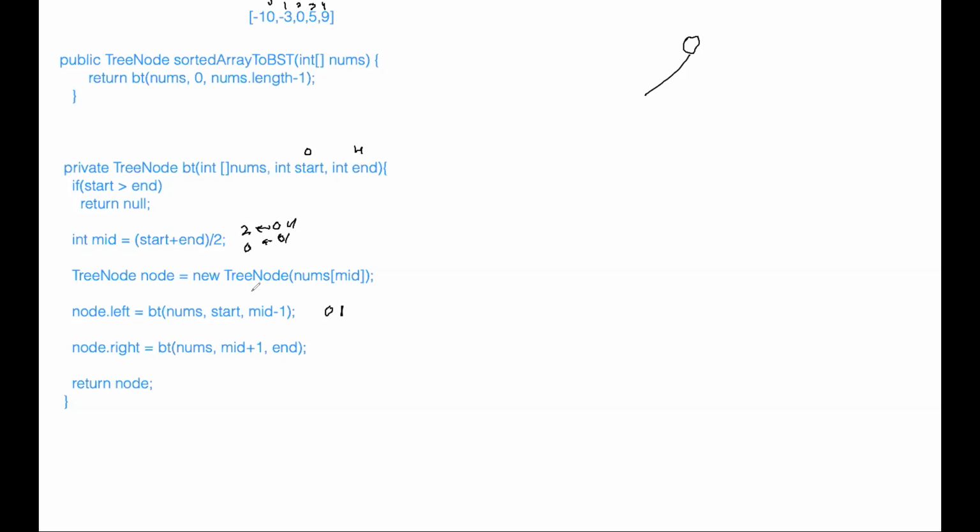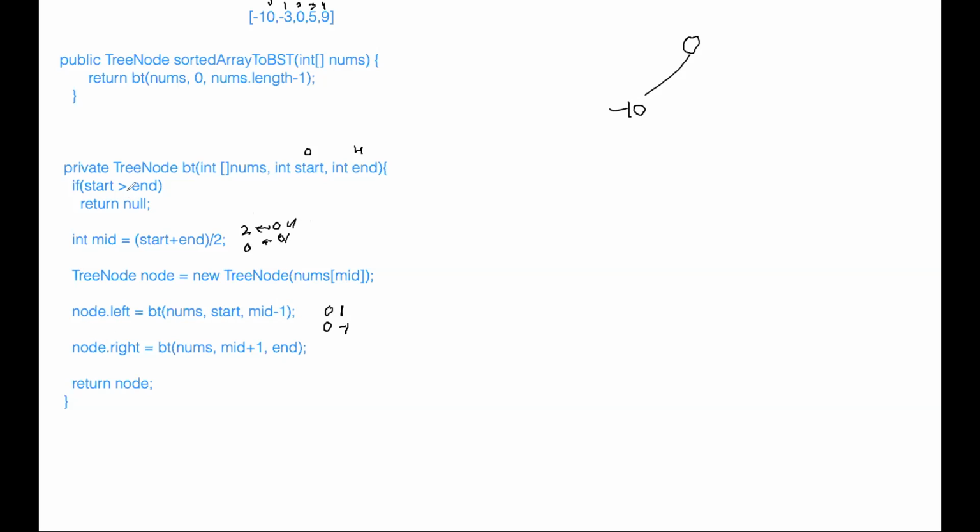So we will construct a node again here: nums of 0, which is minus 10 in our array. So we got our left part of this particular node. Again, the recursive call is going to the left side. What is our latest mid? The latest mid is 0. So start remains 0, and mid minus 1, 0 minus 1, becomes minus 1.